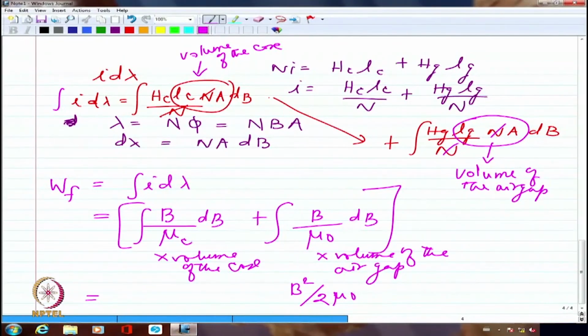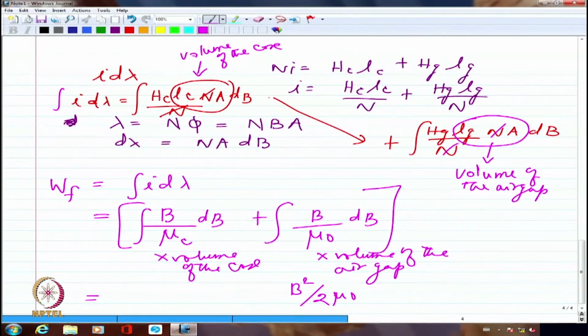So, the field energy associated with the air gap will be much higher as compared to the field energy associated with the iron core. Because to magnetize the air gap, I will require much more current and power to be pumped in as compared to what would have happened for the iron core.